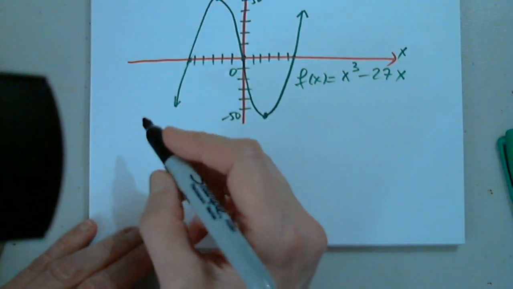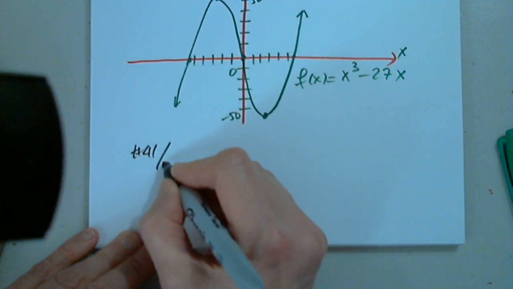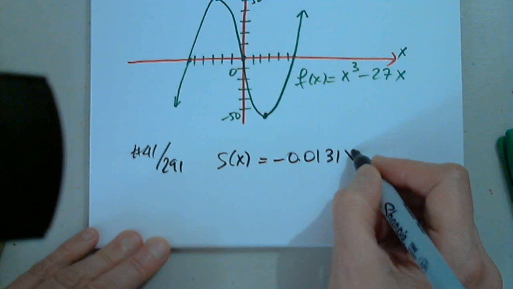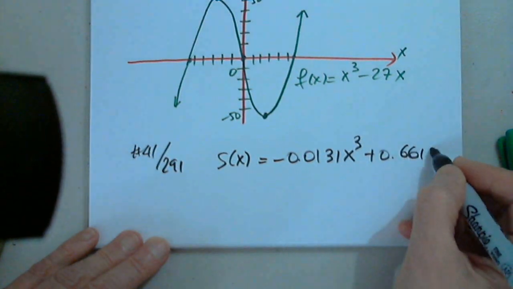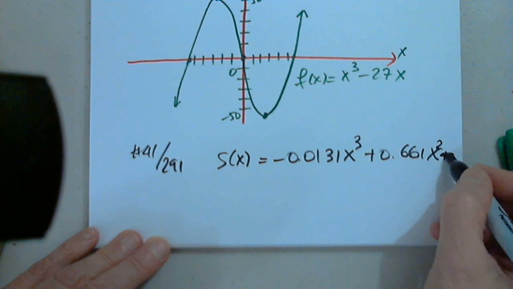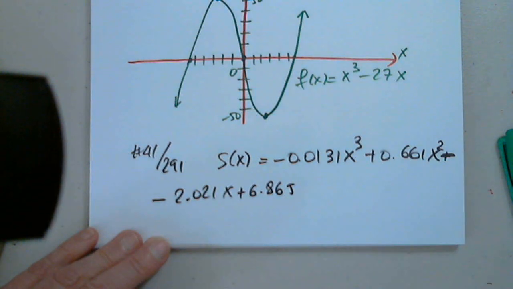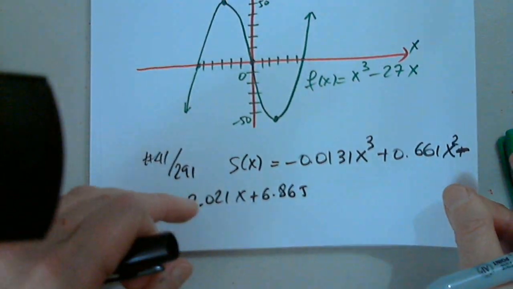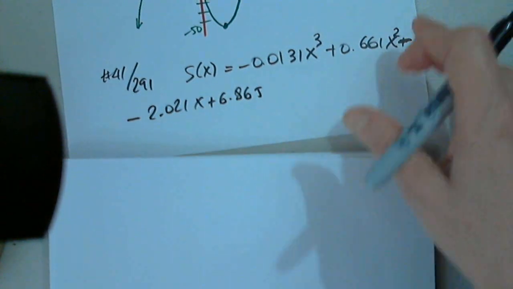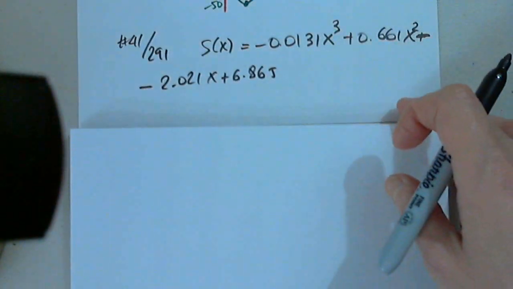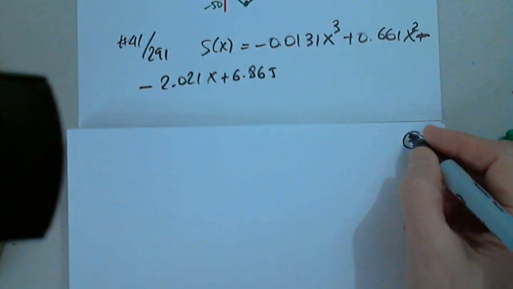Or point of inflection. So we have problem 41 on page 291. S of x equals negative 0.131 x to the third plus 0.661 x squared minus 2.021 x plus 6.865. Find the points of inflection and discuss what they mean. Okay, so we are jumping over the first derivative in the sense that we need it, but we're not going to analyze it because we are only asked to determine points of inflection.